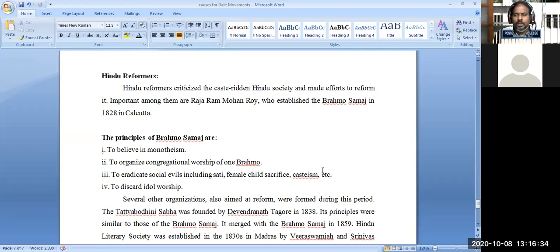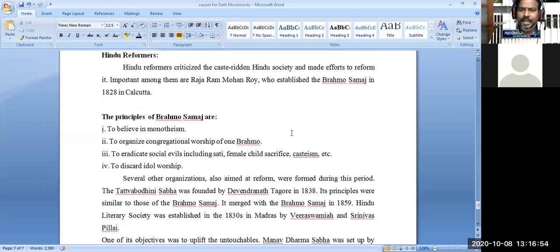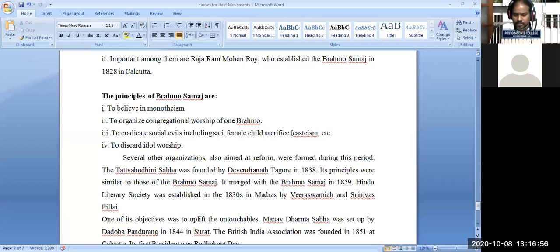Okay, so these Hindu reformers criticized the caste-ridden Hindu society and made efforts to reform it. Okay, so important among them was Raja Ram Mohan Roy, who established the Brahmo Samaj in 1828 in Kolkata. Okay, the principles of Brahmo Samaj and Prarthana Samaj and other organizations, such as the Theosophical Society, are somewhat similar.